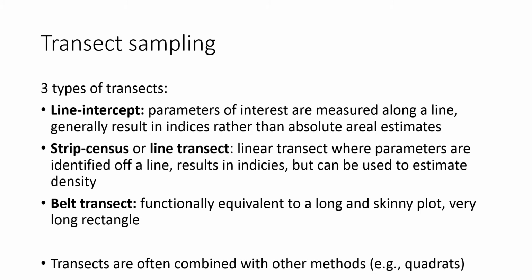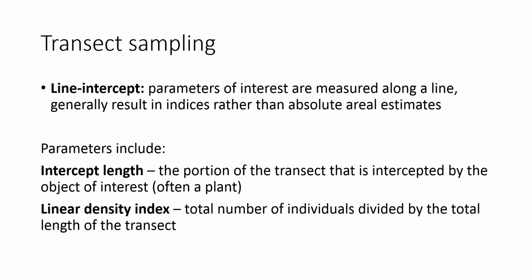A belt transect, it's only kind of a transect. It's kind of actually more of just a long and skinny quadrat or plot. It's just basically a very long, skinny rectangle. And again, transects are often combined with other methods, including quadrats. Let's see here.